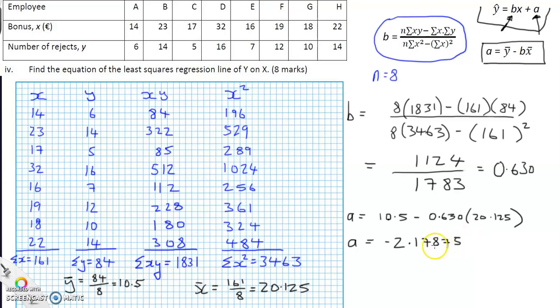Now I'm going to round it to 3 decimal places again. This 7 is high, so it causes the 8 to go up onto a 9. So rounding it to 3 decimal places, we get minus 2.179.